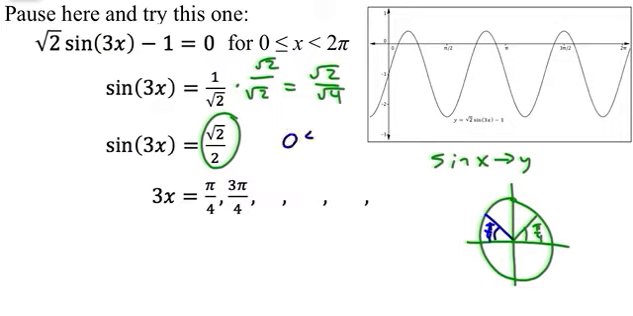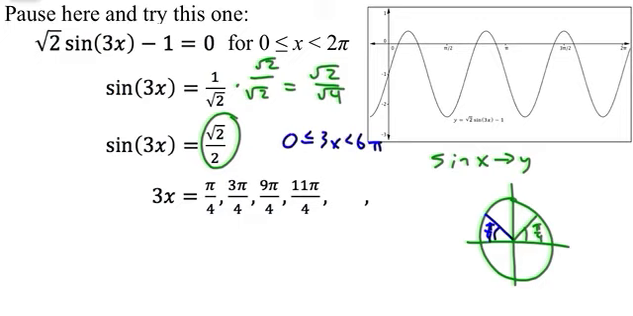All right? But again, because we're not talking about x here, we're talking about 3x, then we need to change our domain. So we're going to say here, in this case, 0 is less than or equal to 3x, which is less than 6 pi, because we're multiplying everything by 3. So 2 times 3 gives us 6 pi. All right? So that means we're going to get our first 2 answers, pi over 4 and 3 pi over 4, but then we're going to have to keep going around the circle. So one more time around the circle will give us our next 2 answers, which are these 2, 9 pi over 4 and 11 pi over 4.